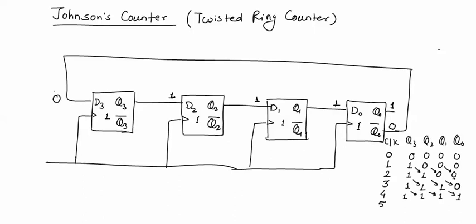Now when the fifth clock pulse is applied, this logic 0 will be stored in this flip-flop, this 1 in this flip-flop, this logic 1 will be stored in D1, and this logic 1 will be stored in D0. So after the fifth clock pulse, the data in the flip-flops will be 0 1 1 1. This 1 was complemented and will be stored in D3, so it will be available at the output Q3, and the rest of the bits are just shifted to the right.